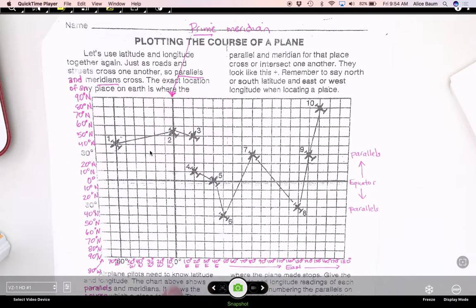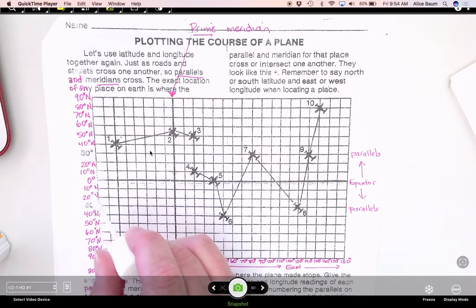And then from here, you're going to start at the 0 and you're going to go left or west, 10, all the way to 80 degrees west. This far line is west. And 10, 20, 30, 40. The last line should be 180. And these are all east. Pause the video, and when you are finished, turn the video on and I'll show you the next step.